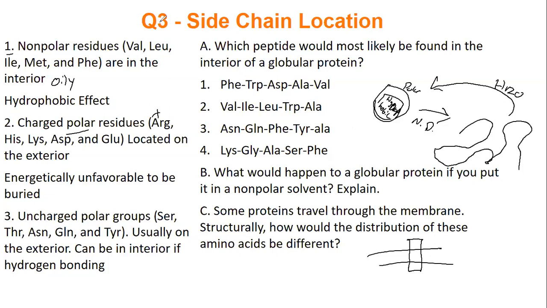I'm confused on what the question is asking. The question is asking, if you have a protein in the membrane, how are the distributions of amino acids different than in a globular protein? So we know in a globular protein, the core is made out of nonpolar amino acids. How would that change if it's going through the membrane?